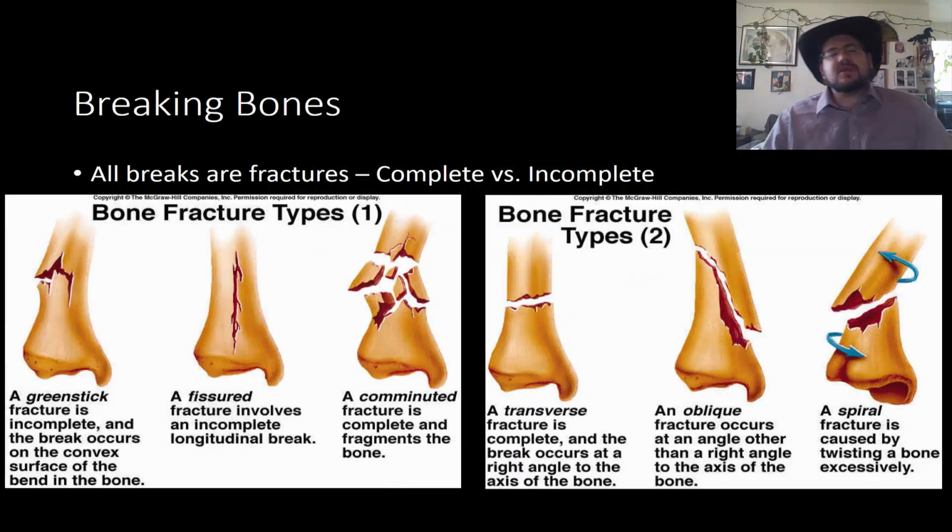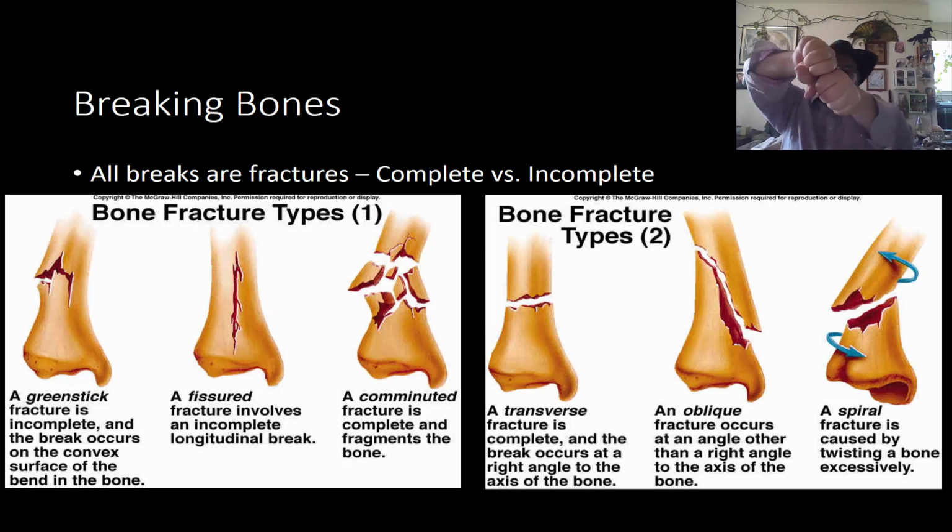Next up, let's talk a little bit about the different types of bone breaks we can see and how bones heal. So, we have 6 types of bone fractures we can actually talk about. A greenstick fracture is an incomplete fracture. The break occurs and it doesn't break the bone completely through. So, it breaks it a little bit.